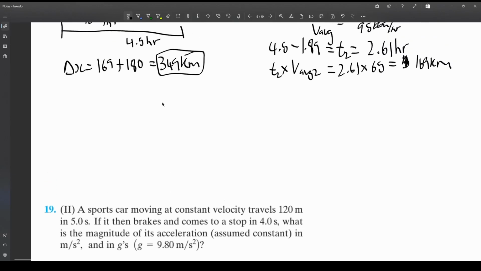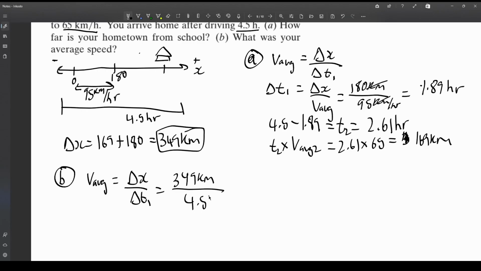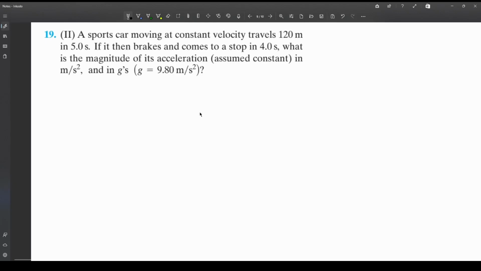So now let's look at part B. What was your average speed? So this just requires simple V average is equal to delta x over delta t, as you guys always know. So 349 kilometers on top over delta t, which in this case would be 4.5 hours, because that's the total time in which you drove the 349 kilometers, and you get 77.6 kilometers per hour. So that's how you solve the first question.